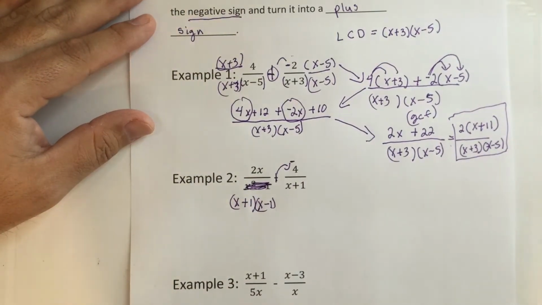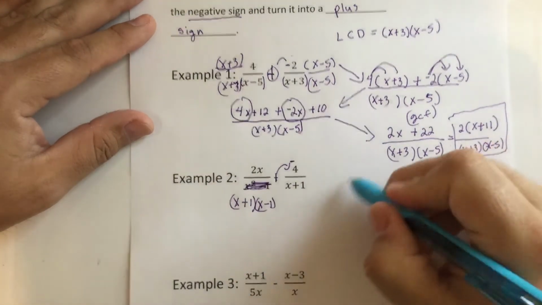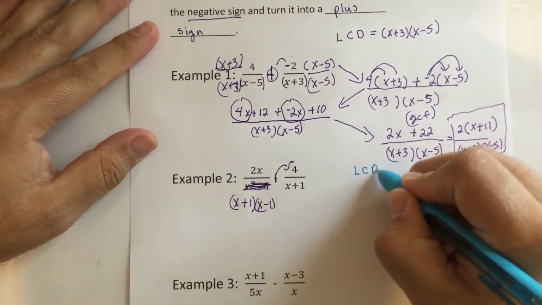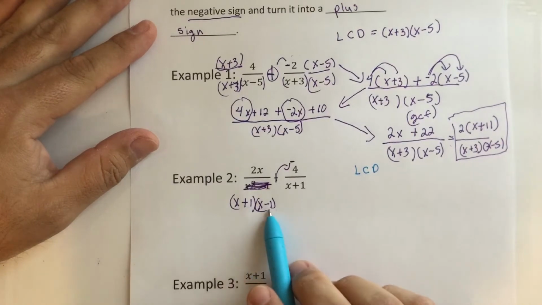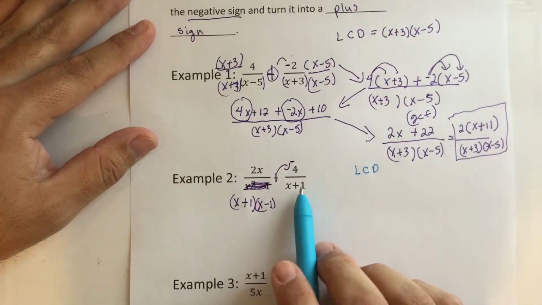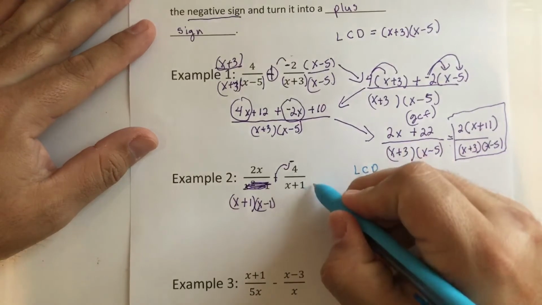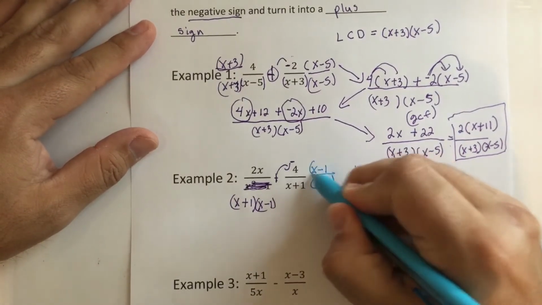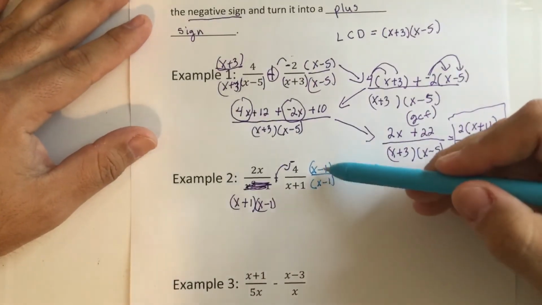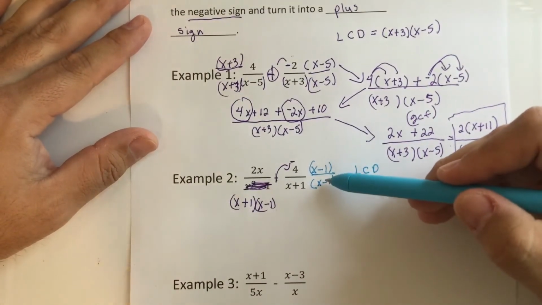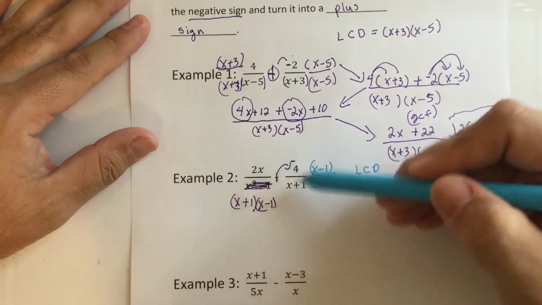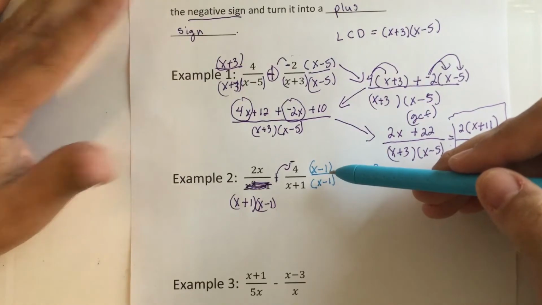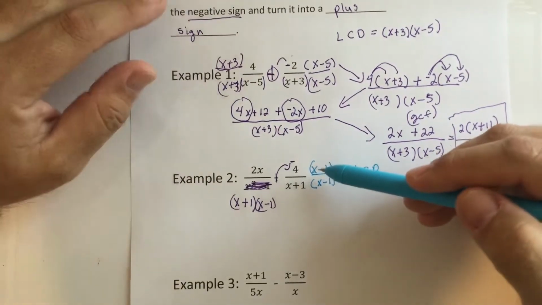Now I want to show you something, so hopefully we start to understand LCD a little bit more. LCD here is what's missing. Here I have x plus 1, x minus 1. Here I have x plus 1. So what does that mean? That means I'm missing an x minus 1. So that's what I need to do. I need to multiply it times the top and the bottom. Now, the reason why I'm doing this is because this is technically 1. So I'm not really changing this number. I'm changing the way it looks, because x minus 1 divided by x minus 1 is 1. So that's why we're doing the bottom and the top.